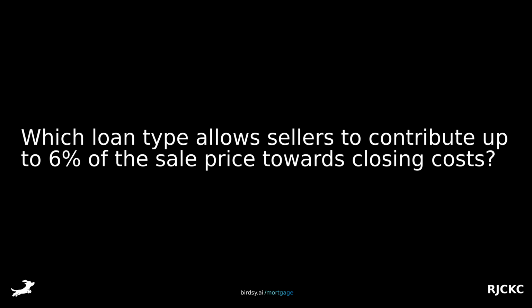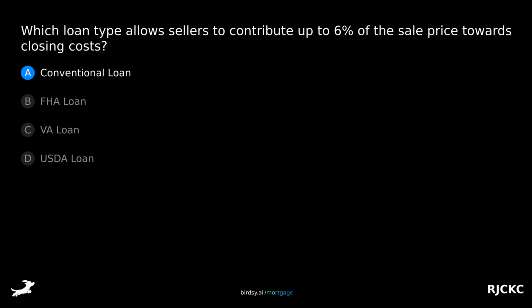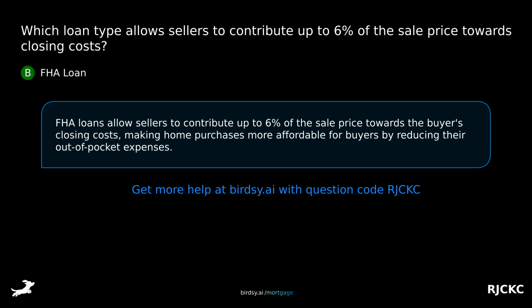Which loan type allows sellers to contribute up to 6% of the sale price towards closing costs? Is it A, conventional loan, B, FHA loan, C, VA loan, or D, USDA loan? The answer is B, FHA loan. FHA loans allow sellers to contribute up to 6% of the sale price towards the buyer's closing costs, making home purchases more affordable for buyers by reducing their out-of-pocket expenses.